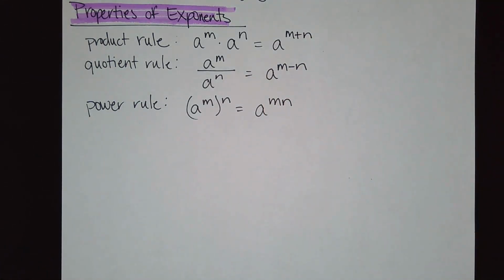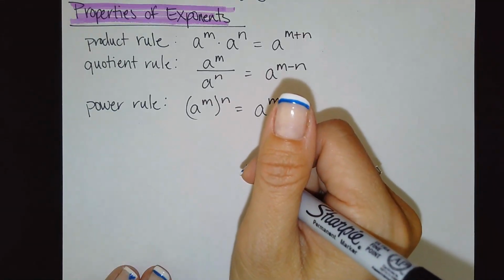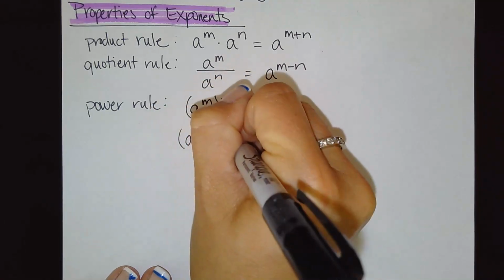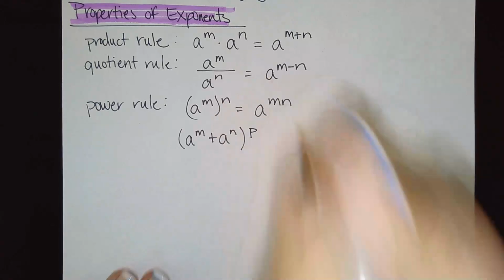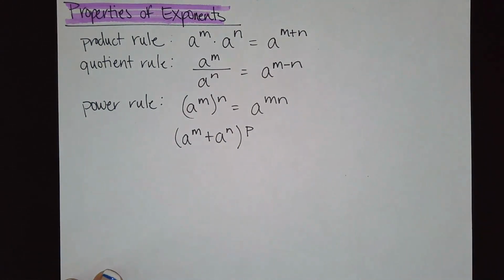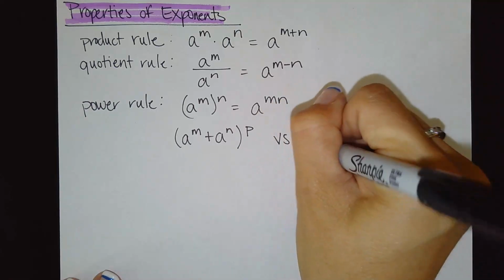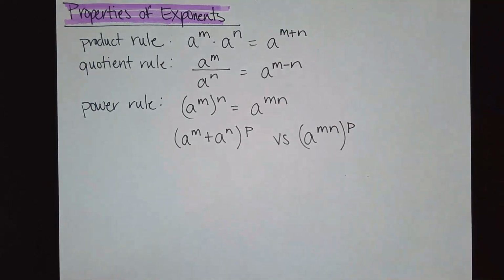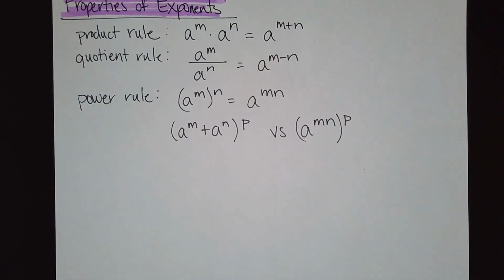Now I want to do like a little side note here. Okay, so I want to look at, this is just continuing on the power rule. What if you had something like a to the m plus a to the n raised to the p power, versus a to the m n raised to the p power. So just think about that for a second. What do you think you would do there?